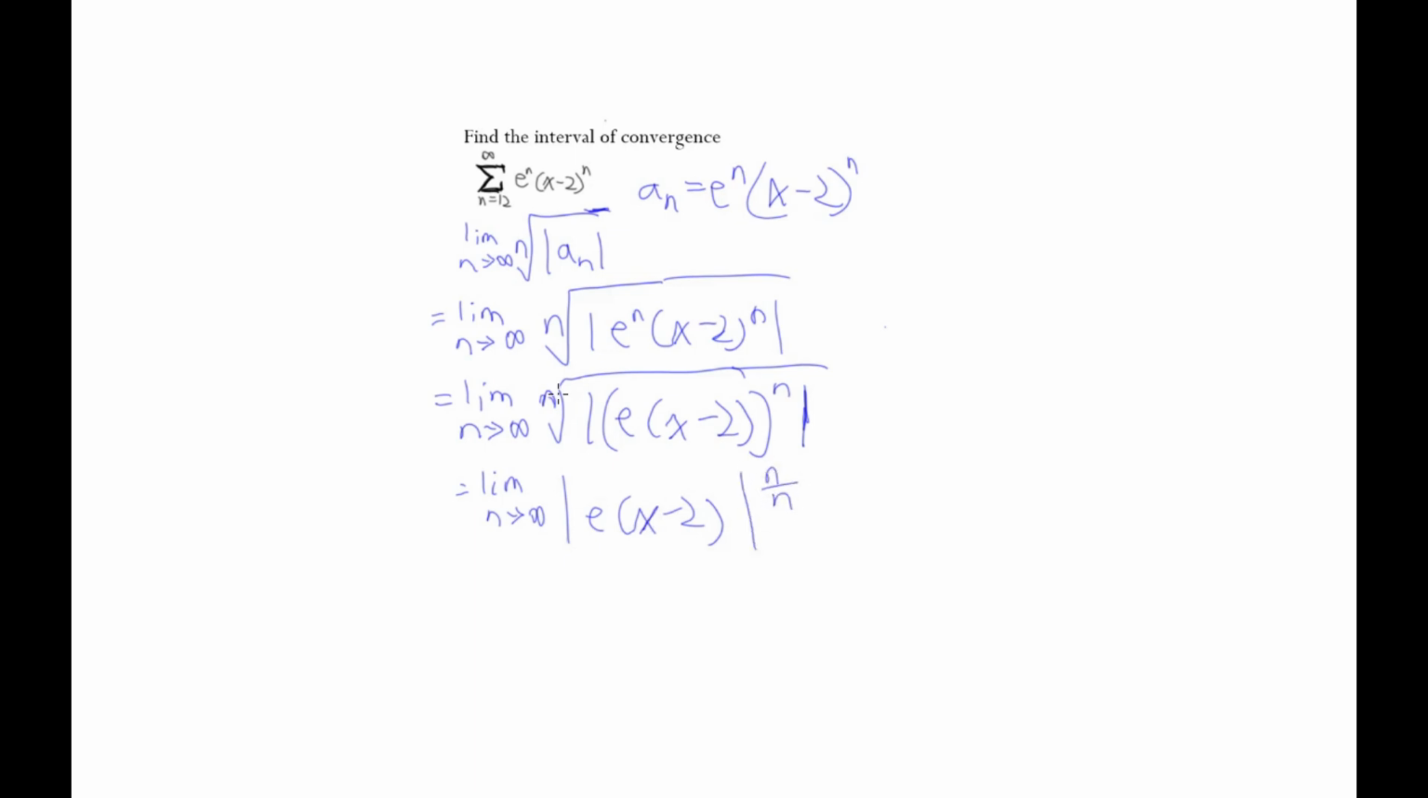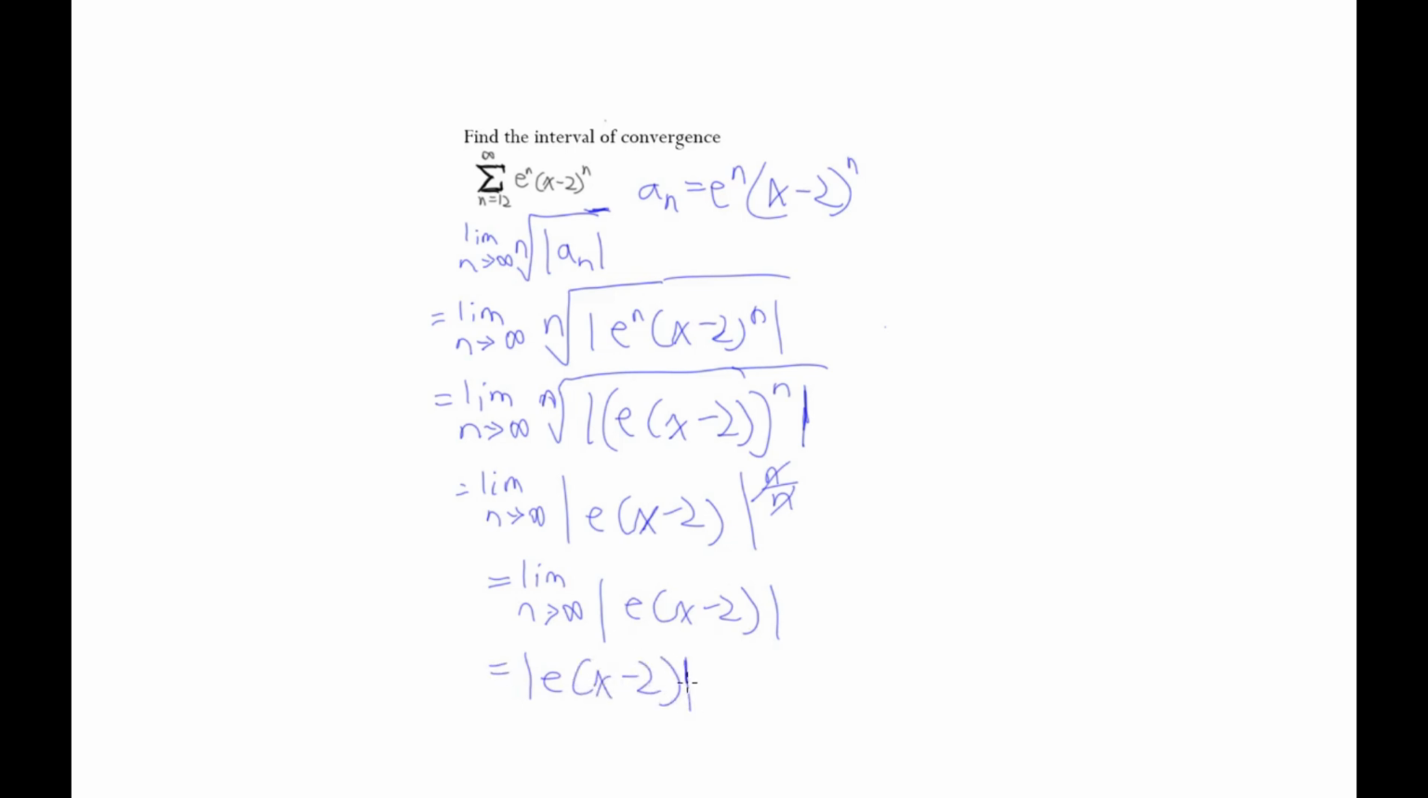because when you turn this root into an exponent itself, it'll be 1 over n, and those two n's will cancel out, giving us 1, and that is what we are left with. Plugging in n approaches infinity will just leave us with this.